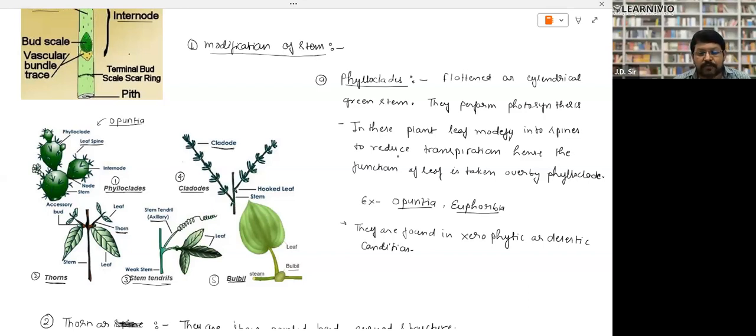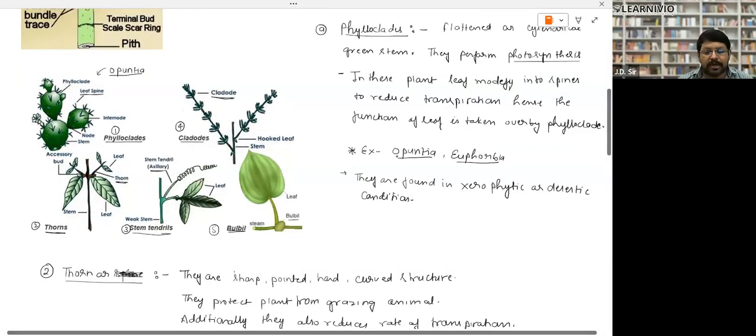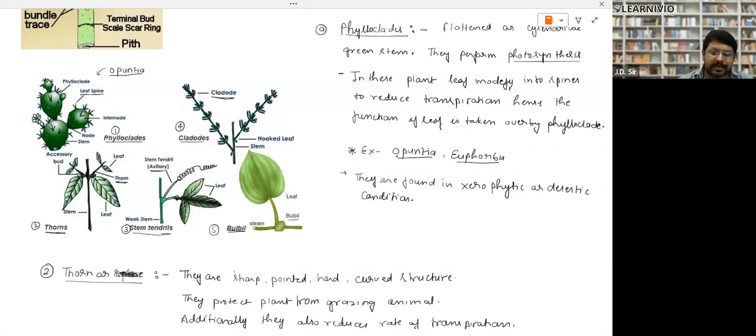So a phylloclad is a flattened or cylindrical green stem. They perform photosynthesis. In these plants, the leaf is modified into spine to reduce transpiration. Hence, the function of the leaf is taken over by the phylloclad. Clear? Opuntia and Euphorbia are the two examples. Please note down the examples. These both are very important. They are found in xerophytic or desertic conditions.